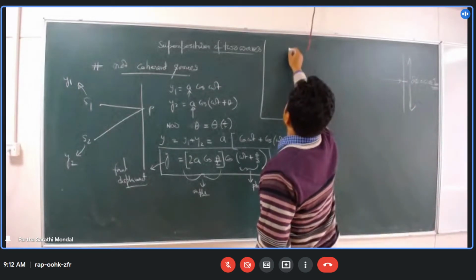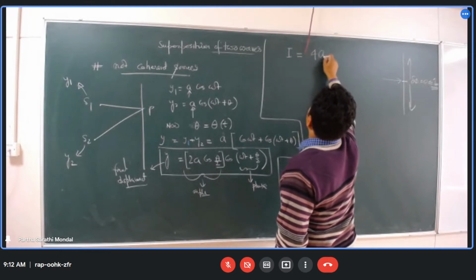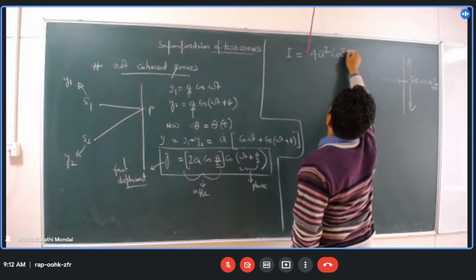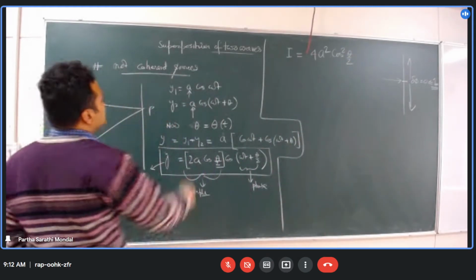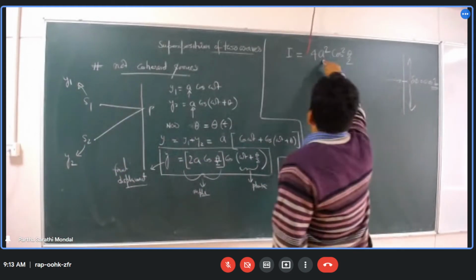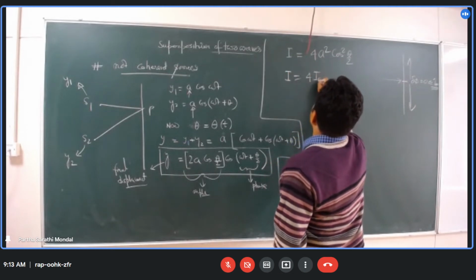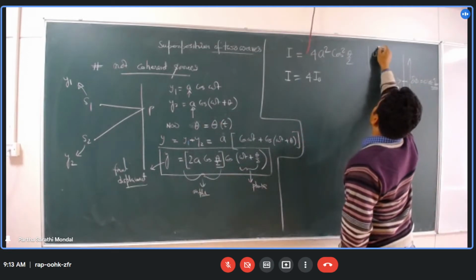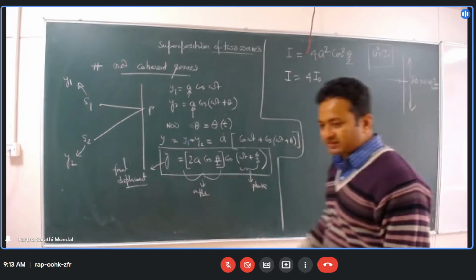intensity क्या होगा? Intensity is amplitude square, so it will just become 4a square cos square theta by 2. So now what is A? A is the amplitude of each wave. So that means we can write this one as 4 I0. I0 is the initial intensity, let's say, square equal to I0. This is the initial intensity of each source.